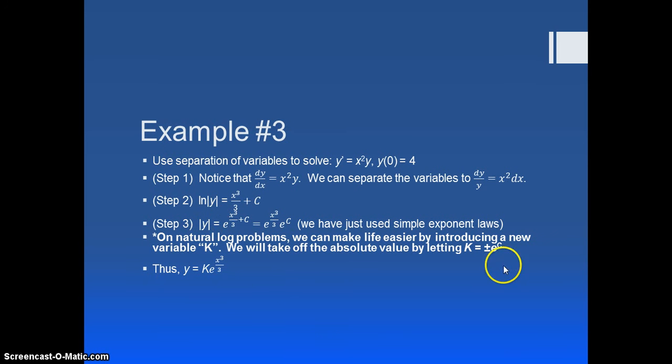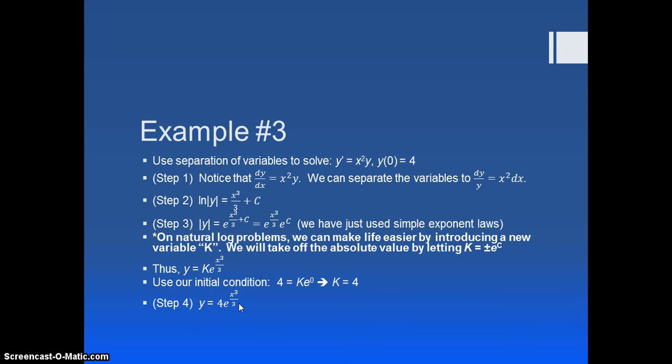So we take off the absolute value because we have that plus or minus incorporated into the k, and then we can rewrite the e to the c as just that k. So now our new equation to solve is just that y is equal to k e to the x cubed over 3. Now we can get to using our initial condition. In this case, we have y is equal to 4 and x is equal to 0. We set 4 equal to k times e to the 0, so k is equal to 4. And then, bam, the solution is right there when we plug in our k. So we get y is equal to 4e to the x cubed over 3.